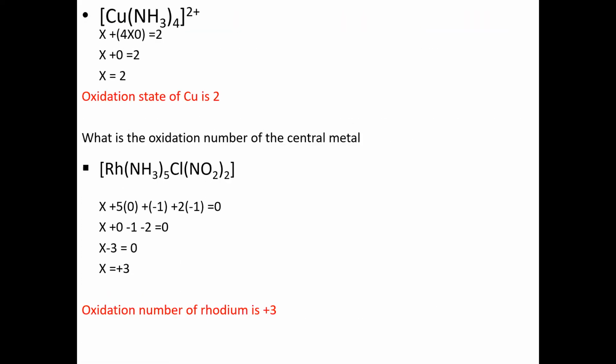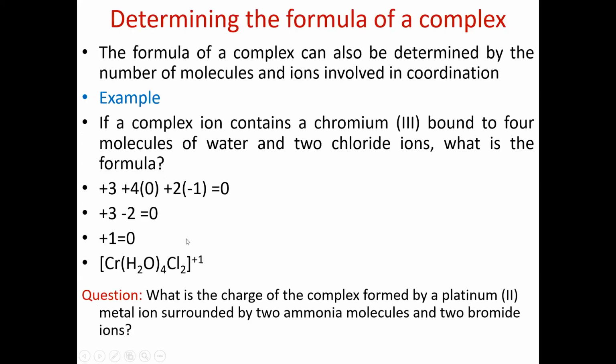So that is actually how to determine the oxidation state or the primary valency of any complex. Now, aside from determining the oxidation state, we can also determine the formula of a complex. How do you determine the formula of a complex? We can determine that by the number of molecules and the ions involved in coordination. The number of molecules, that is the number of the ligands, and the number of either the neutral ligands or the ionic ligands. So this is an example.